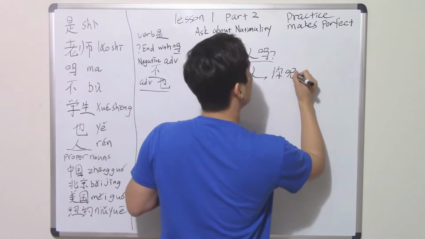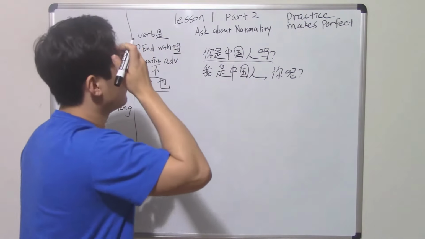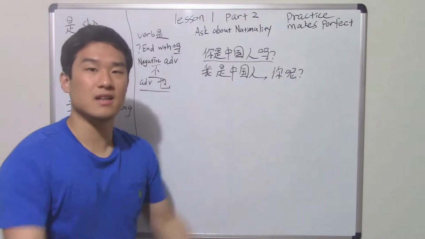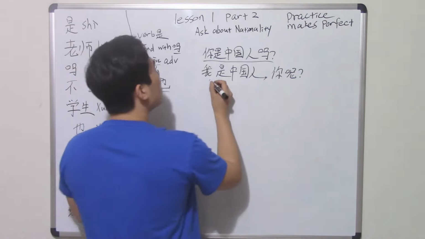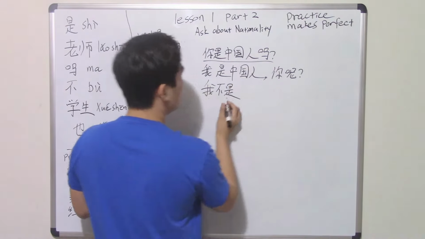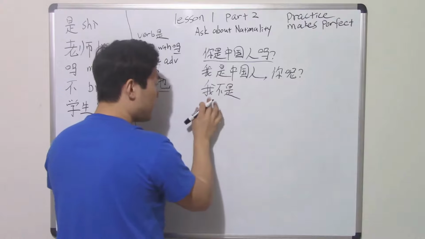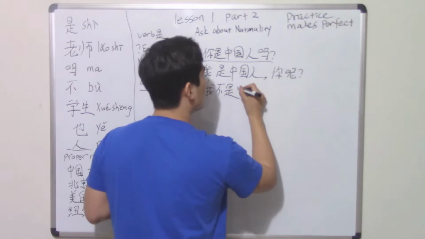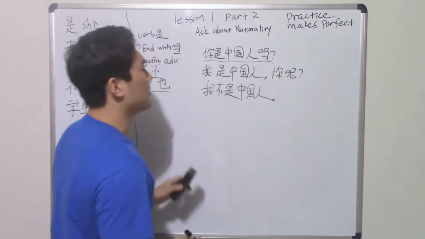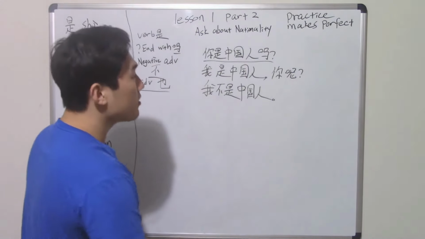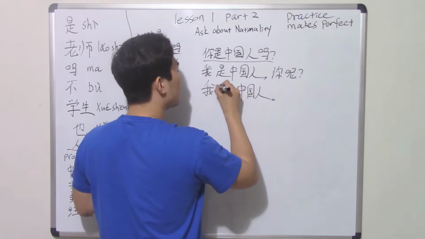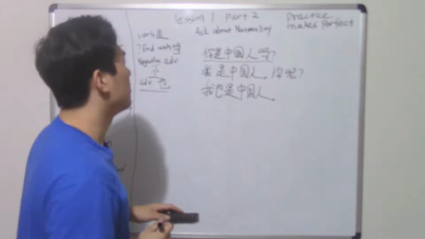So I'm Chinese, and then you can simply say 你呢, which means how about you? And then you can say no, I'm not. So you can say 我不是. Remember 不 goes between the subject and the verb: 我不是中国人. Or you can say 我也是, that means I'm also Chinese.